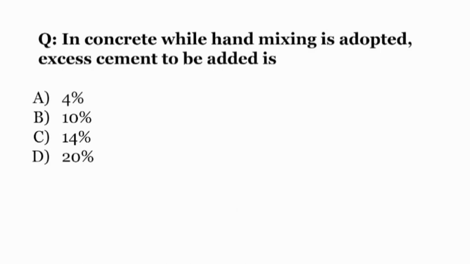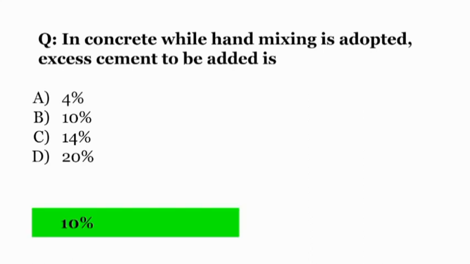In concrete, while hand mixing is adopted, excess cement to be added is 4%, 10%, 14%, or 20%. The correct answer is option B, 10%. When we mix the concrete by hand, extra 10% cement is required to be added.